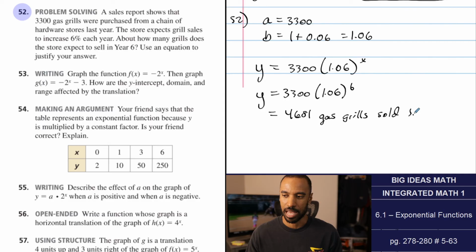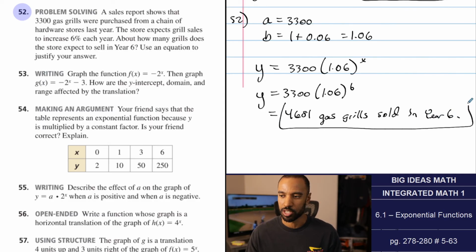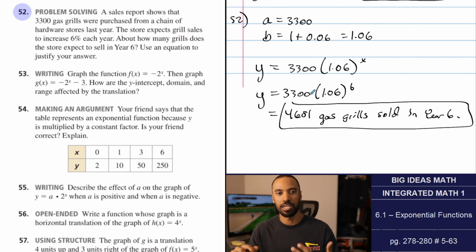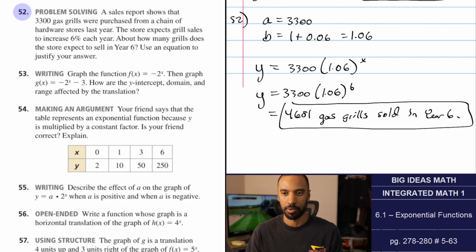Sold in year 6. That's the expectation, if we increase by 6% each year. You can say that about money, you can say that about a bunch of different things, and that's what I'm going to state with that one.